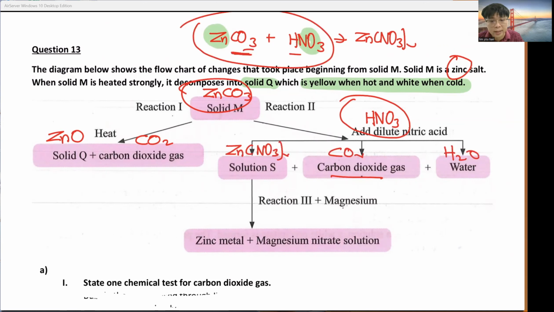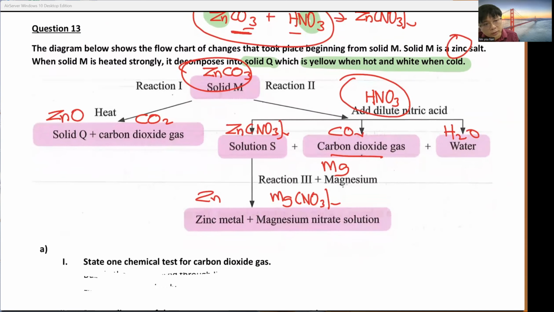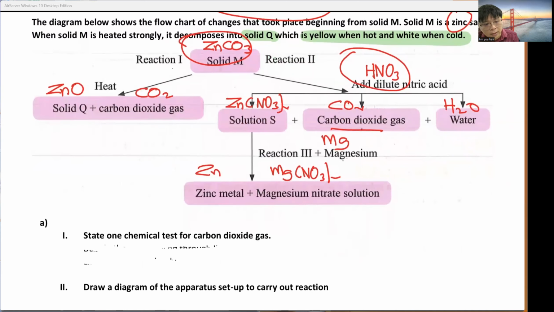You can write the equation on top to guess who it is. Slowly, it's okay, as long as you're able to write it out. Then the next one, plus Mg. It becomes zinc and Mg nitrate, so displacement of color. Okay, see what they want. They want the chemical test. So you can write: bubble the gas through lime water, turns cloudy. Or you can flow the gas through lime water also. On the right, flow also can, bubble also can.